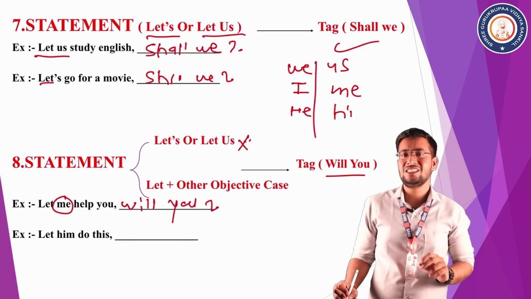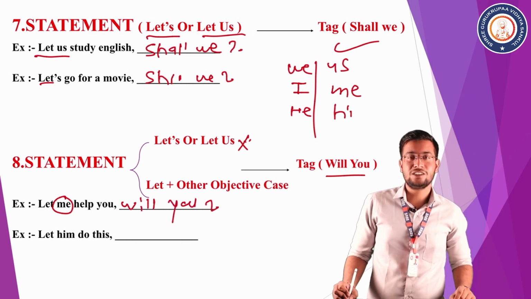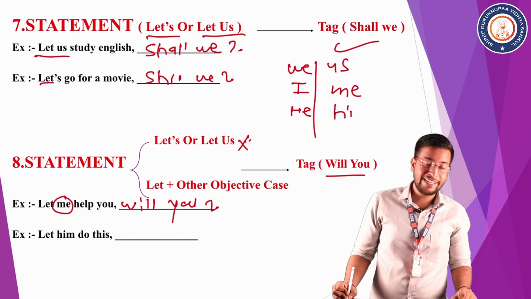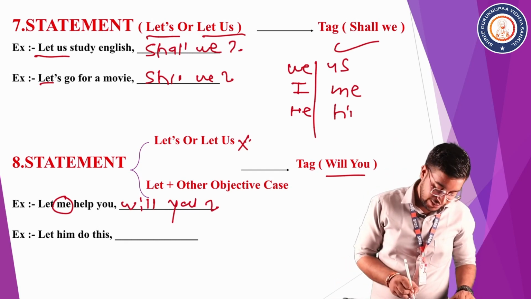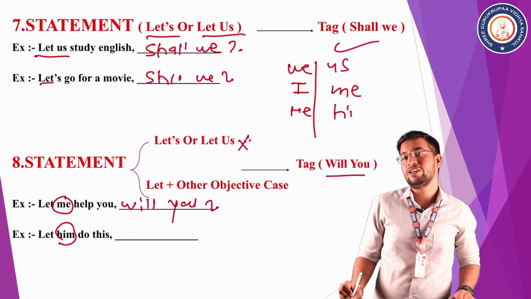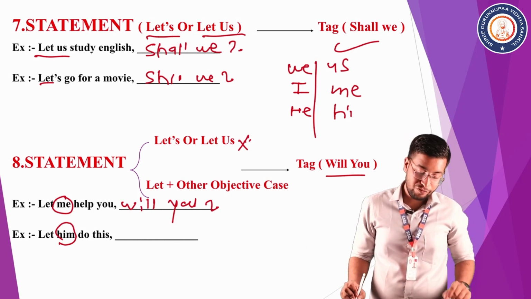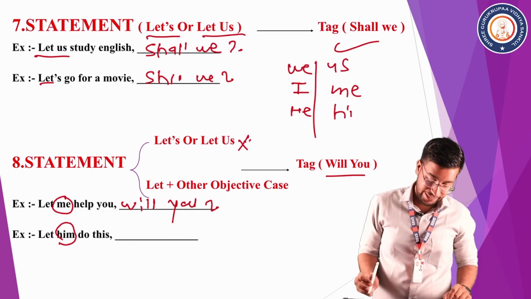I think this is a very easy concept. Now let's look at another example. Let him do this. In this example, the objective case him is used. It is not us. So we will write what? We will write will you.